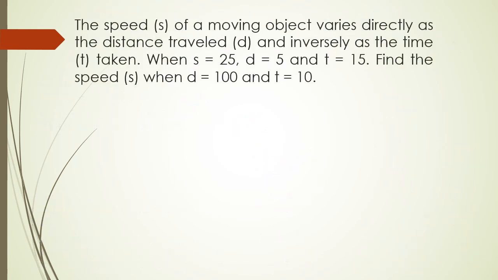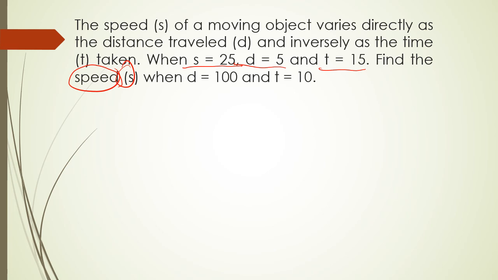Okay, so for the last problem, which involves a worded problem on combined variation. The speed of a moving object varies directly as its distance travel and inversely as the time taken. So ito na application. So sa speed pala siya applicable. So when S is equal to 25, D is equal to 5, T is equal to 15. Find the speed when D is equal to 100 and time is equal to 10. So, malalaman natin ang speed. Ano bang speed? Yun yung merong kilometer per hour. Sa sasakyan siya mostly.